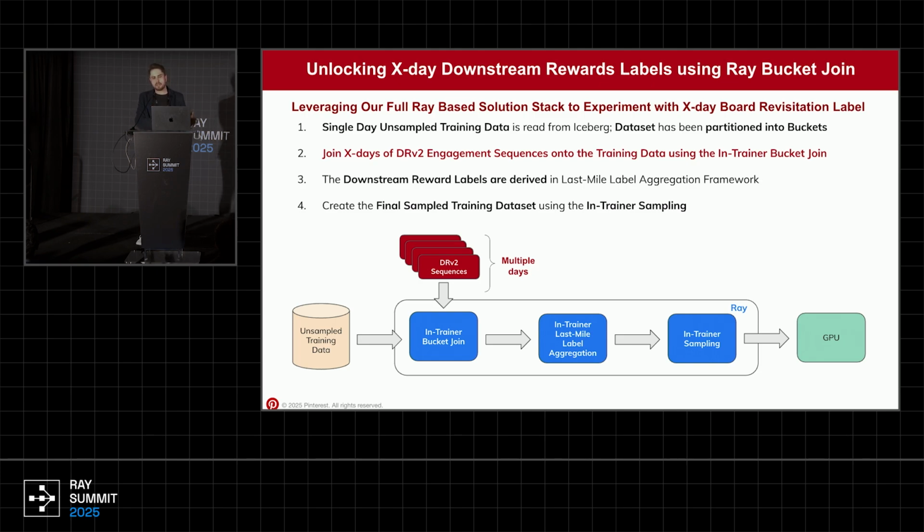We were able to introduce the multi-day board revisitation label into production by basically first taking unsampled training data, using the in-trainer bucket join that Kritarth has talked about, to join multiple days of the DRV2 sequences onto the training data on the fly during data loading. Then we push this through the last mile label aggregation framework to derive all the downstream rewards labels that we wanted, including the multi-day labels for the board revisitations. And finally, using Samir's in-trainer sampling, we created a training data set with the composition that we wanted. So this was something that we were previously unable to do. Once we introduced all our Ray tools, we were able to ship this into production.